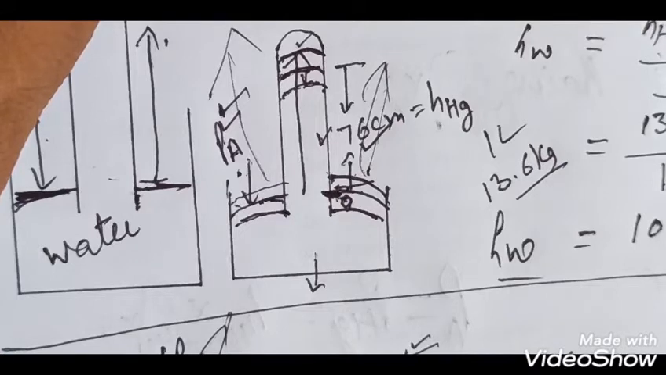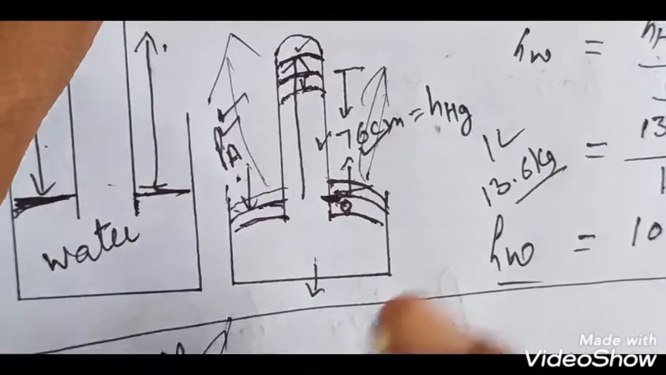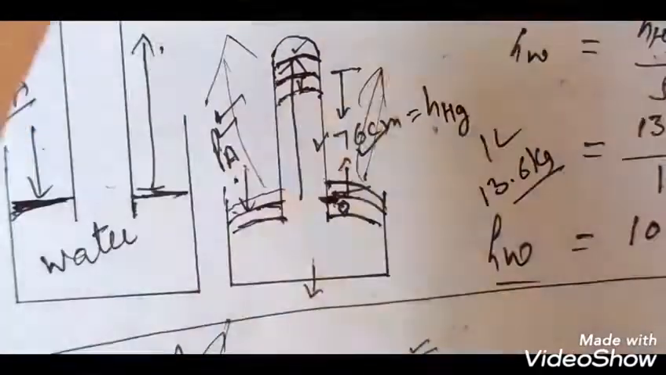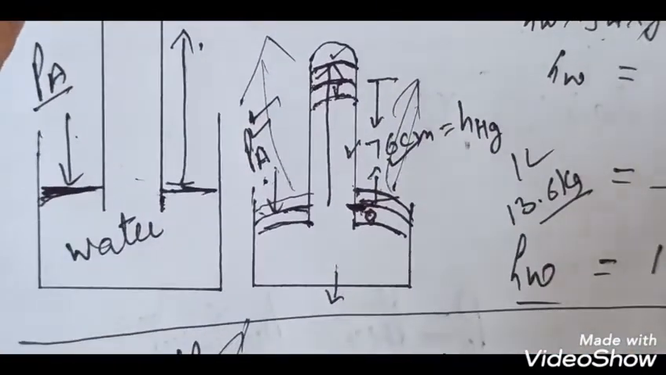So you have to be very careful. Mercury is a very heavy liquid, right? So it's a tedious job, and that is the disadvantage of the simple barometer.